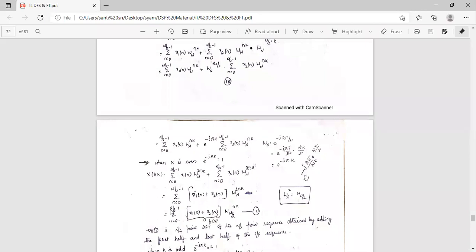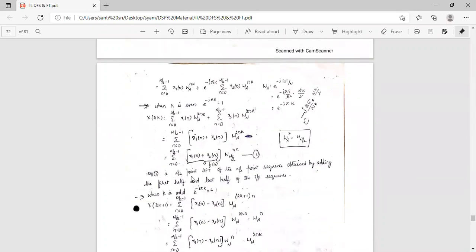Equation number 11. So that is sigma n equals 0 to N/2 minus 1 into x1 of n plus x2 of n whole into W suffix N/2 power nk. So let it be taken as f of n. So equation 1 is the N/2 point DFT of the N/2 point sequence obtained by adding the first half and last half of the input sequence, okay, if k is even.